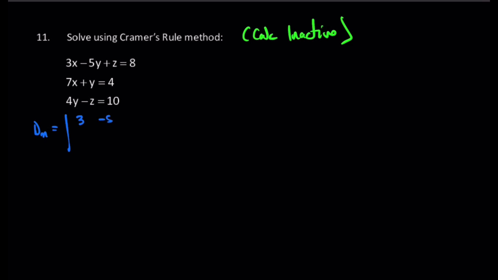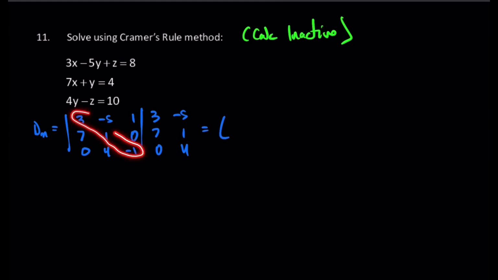3, -5, 1, 7, 1, 0. There's no z. And notice in the next equation, there's no x. So 0, 4, -1. Copy the first two columns, 3, 7, 0, -5, 1, 4. And like I said, these numbers are going to get a little bit crazy, so I don't know if I'll be able to do this without a calculator. But remember the process. Start with the downhill diagonals. Multiply that stuff.